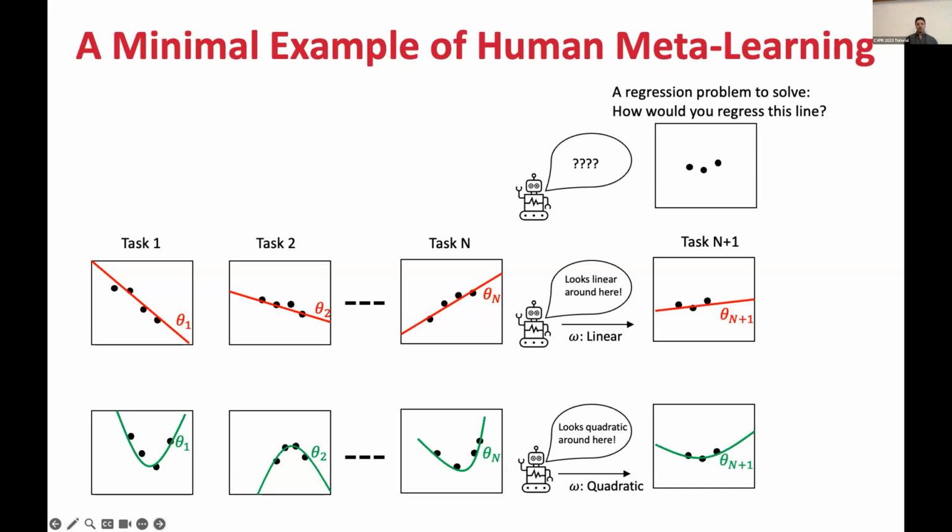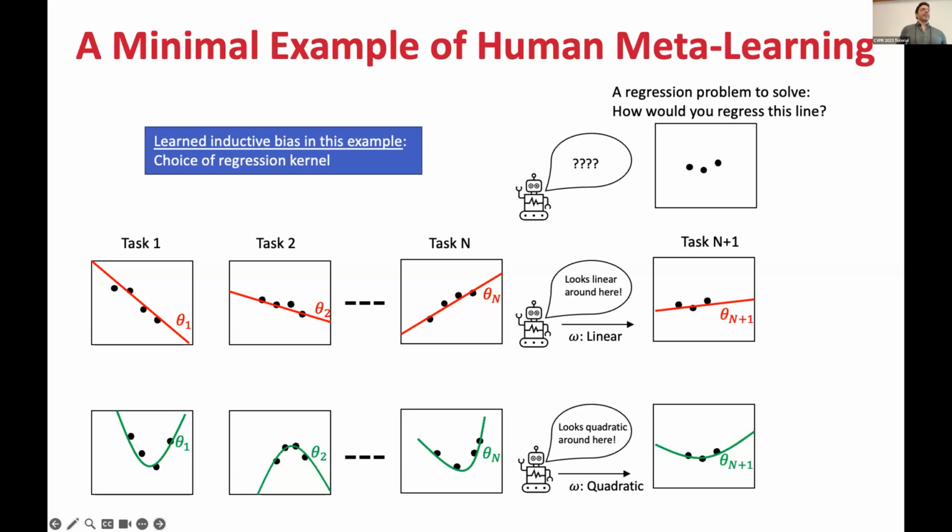And in this particular case, the inductive bias that you might have transferred when thinking about this toy problem is basically the choice of regression kernel. That's one example of something which you can transfer if you know that tasks come in some kind of task family.